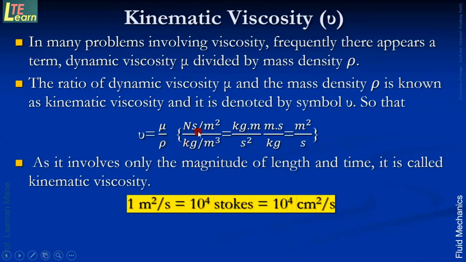So by putting the units of mu and rho, that is kg per meter cube, and arrangement and cancellation of the terms, we find meter square per second. So meter square per second is the SI unit of kinematic viscosity. As it involves only the magnitude of length and time, it is called kinematic viscosity. Another unit used for calculation purposes is the stoke, and 1 stoke is equal to 1 centimeter square per second, and 1 meter square per second is equal to 10 raised to 4 stokes.